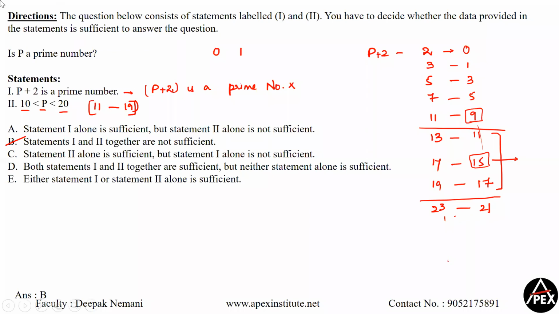But when the value of P is 15, P is not a prime number. So the answer for this question should be option B, because what will be the answer for this question? Is P a prime number? Either you will have yes or no.